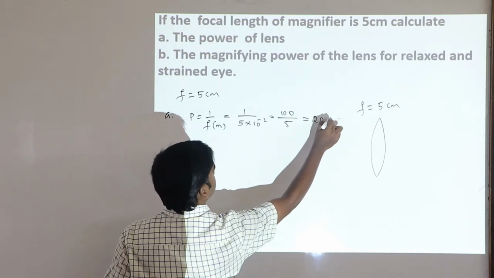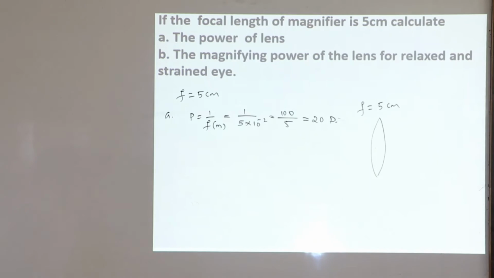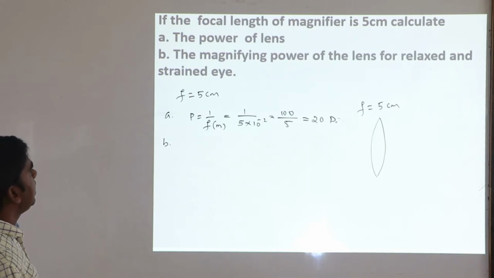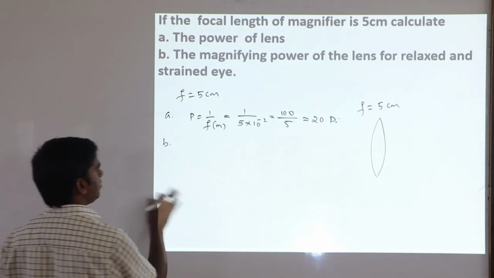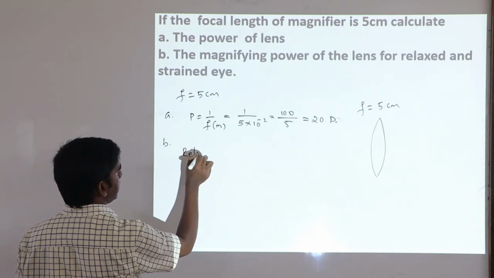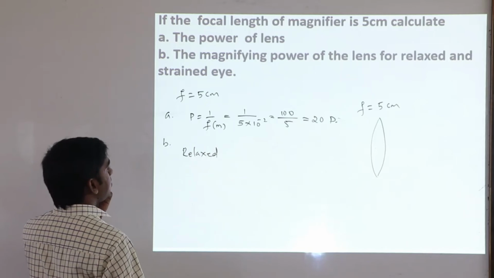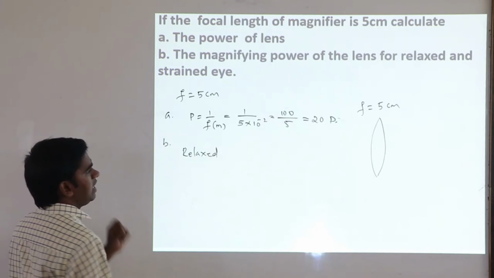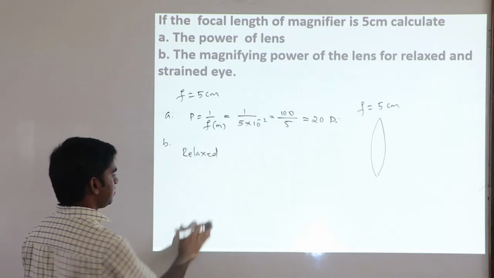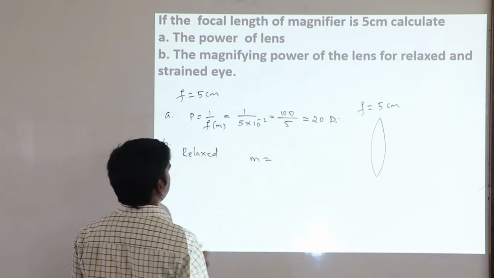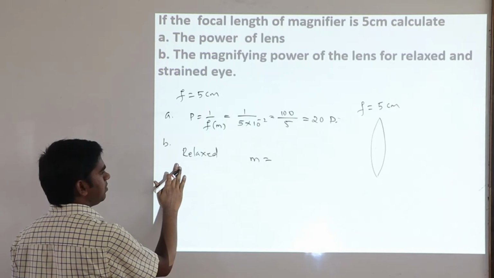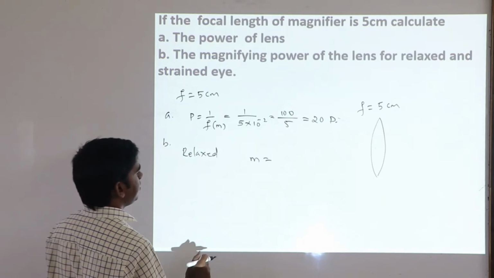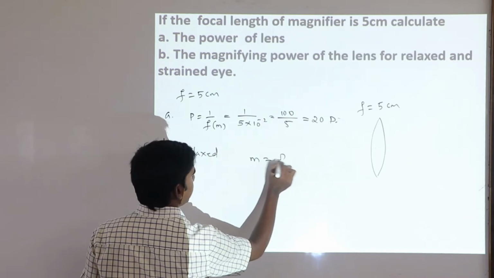Diopter. So this is the first one. Second, part B of the question: the magnifying power of the lens for relaxed and strained eyes. They are asking the magnifying power for relaxed and strained eyes. Relaxed eyes means the image should be at infinite distance. So for an image at infinite distance, the magnifying power is the minimum. You can write it simply as D divided by F.